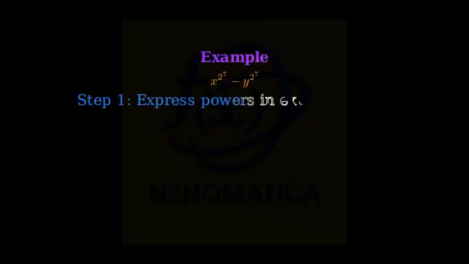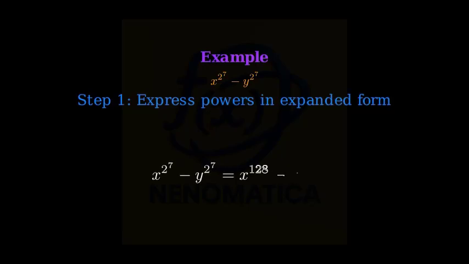Let's start with our expression x to the power of 2 to the power of 7 minus y to the power of 2 to the power of 7. First, we'll calculate what 2 to the power of 7 equals. 2 to the power of 7 equals 128. So our expression is x to the power of 128 minus y to the power of 128.